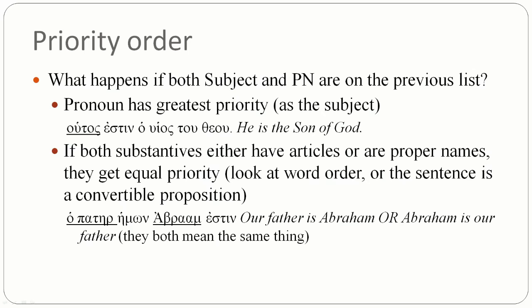So that's how you distinguish between those two. If you have two that meet those conditions from the previous slide, pronoun has the greatest priority. Substantives with articles and proper names are pretty much tied, and you can either break the tie by choosing the one that's first, or you can just say, you know what, this is a convertible proposition, where it pretty much means the same thing either way.